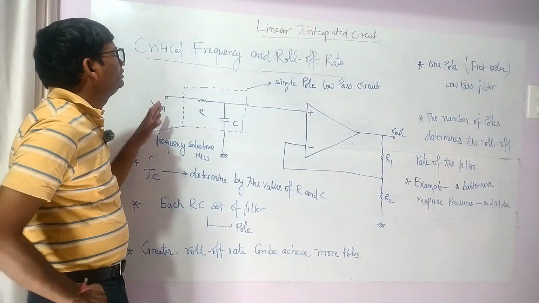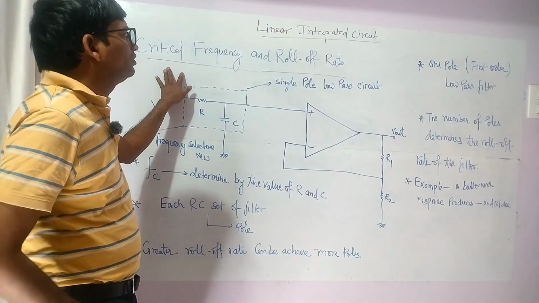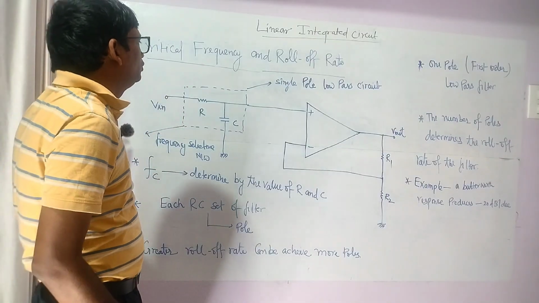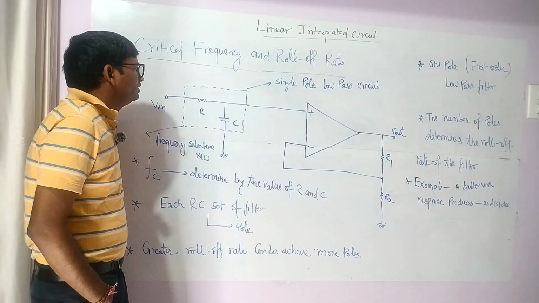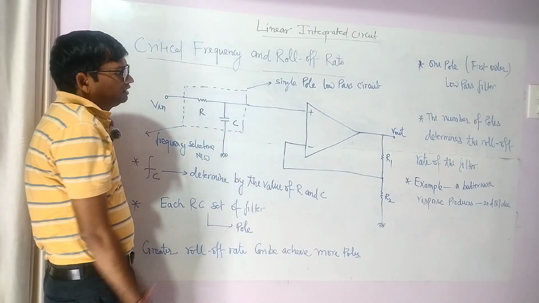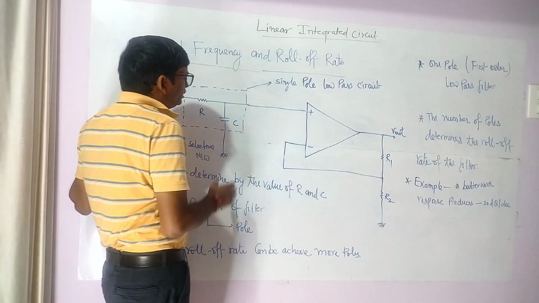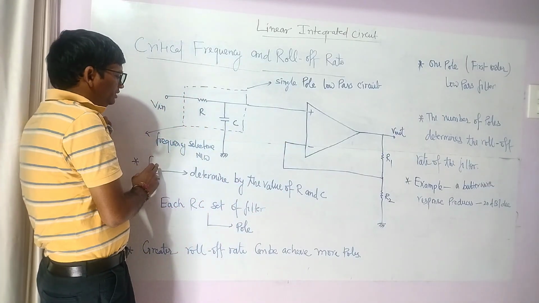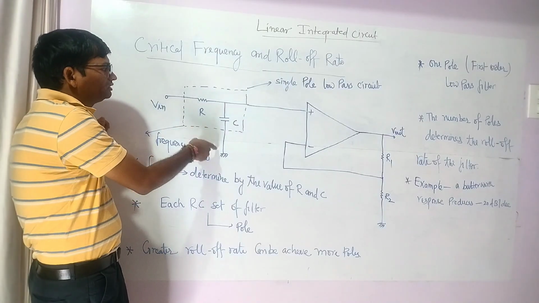Good evening, everyone. Today I am discussing the calculation of the critical frequency and the roll-off rate of filters. Suppose that we are designing a single pole low pass filter. This is the circuit diagram of this low pass filter. We are using a unity gain feedback and connecting it with a single frequency selective network, which is called an RC network.